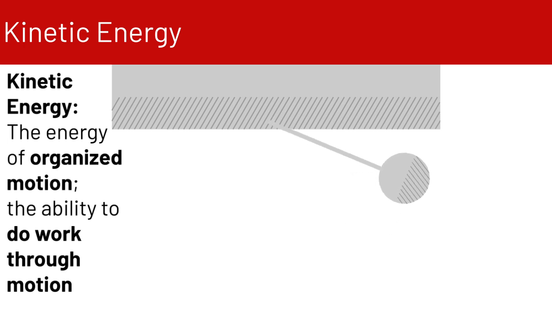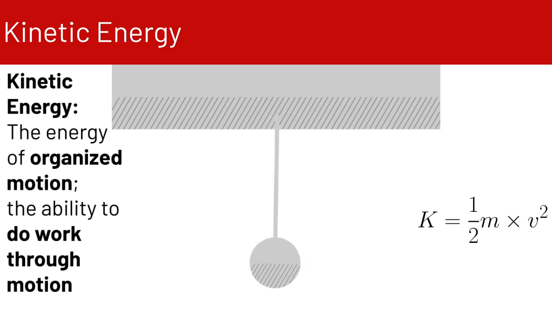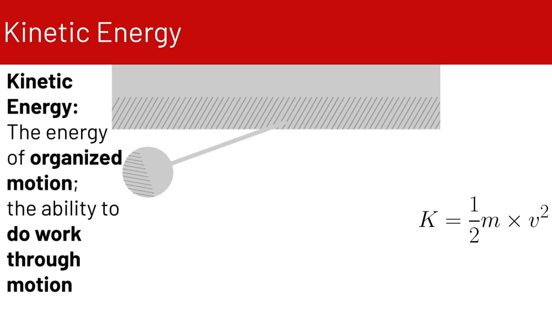The equation for kinetic energy is K equals 1/2 m times v squared. So kinetic energy equals 1/2 times m, which is the mass, times v squared, which is the velocity squared.